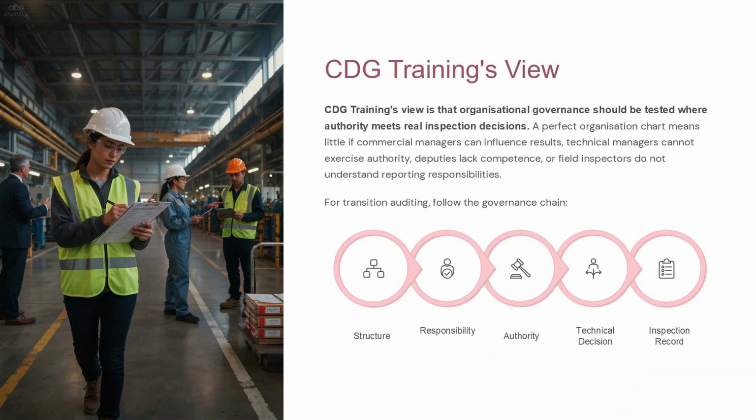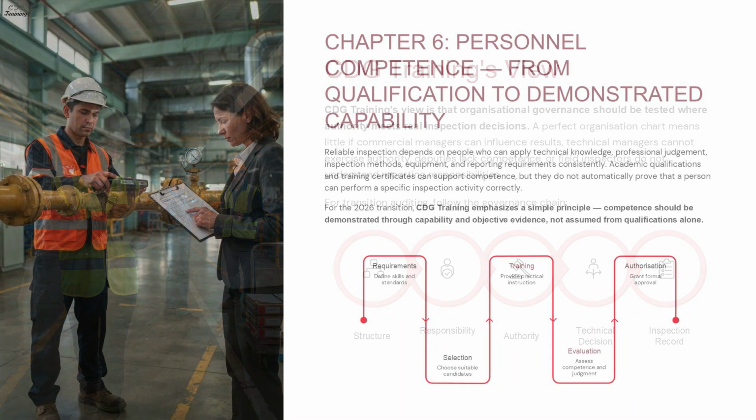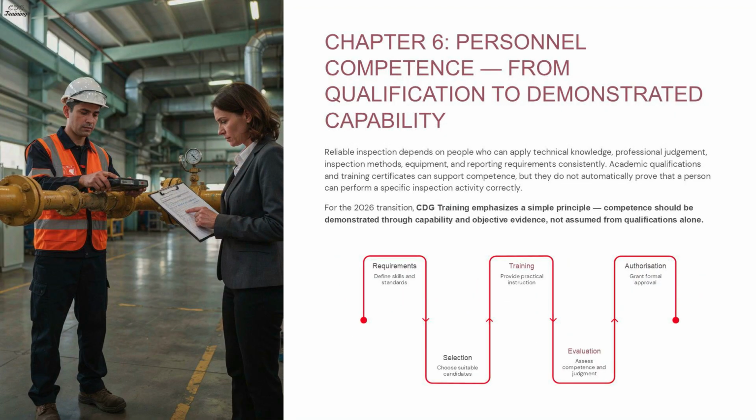CDG training emphasizes testing governance where authority meets inspection decisions. A perfect organization chart means little if commercial managers influence results or inspectors lack competence. Reliable inspection depends on people who can apply technical knowledge, professional judgment, inspection methods, equipment, and reporting requirements consistently. Academic qualifications and training certificates can support competence, but they do not guarantee it.